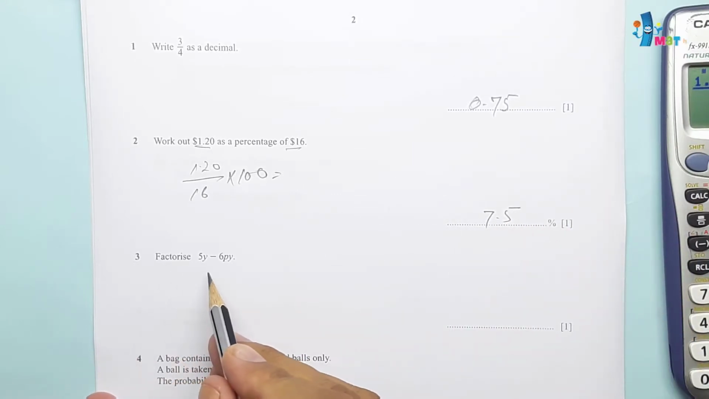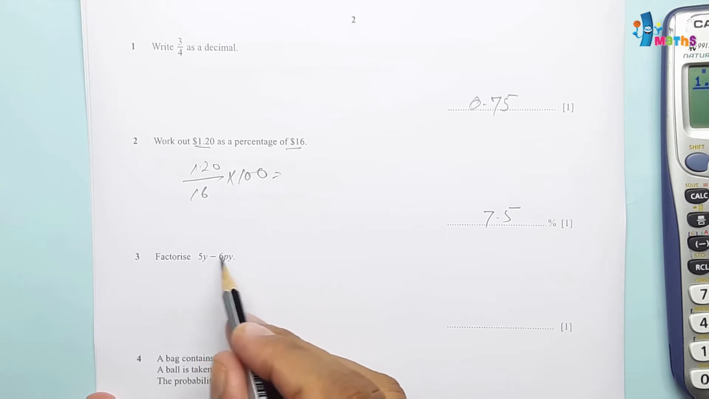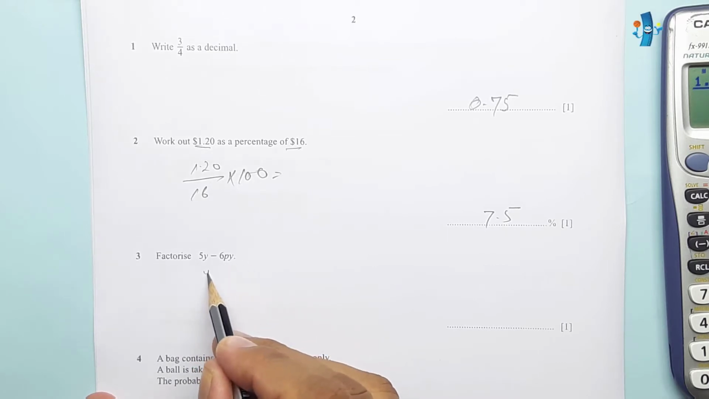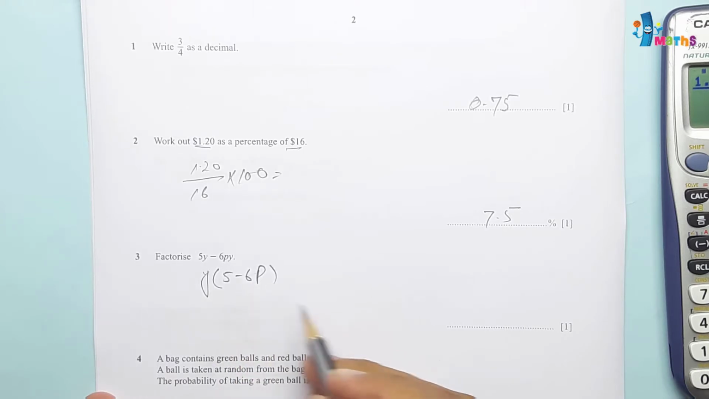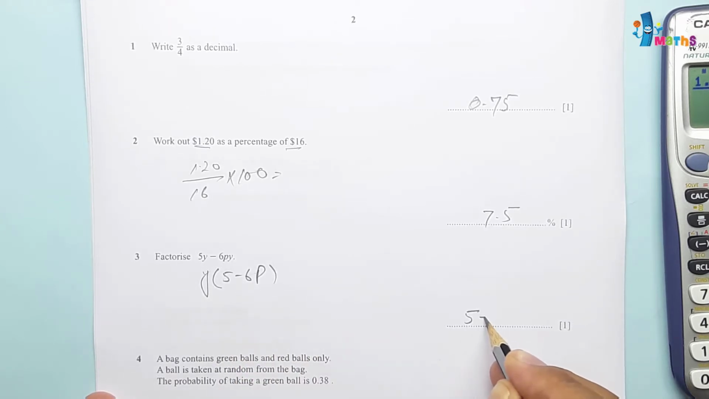Question number 3. Factorize. We have to check what is common. So y is common. So inside will be 5 minus 6p. So this will be our answer, 5 minus 6p.